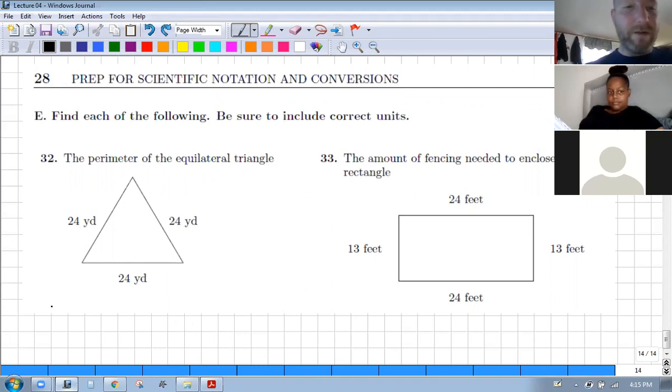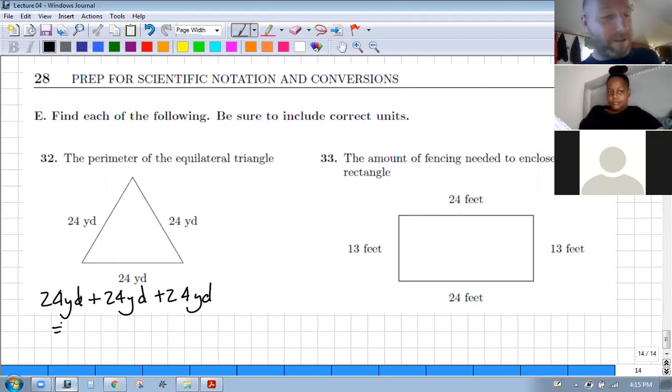So the perimeter here would be 24 yards plus 24 yards plus 24 yards. You always want to write your units, because if you leave those off, then you don't know what units you end up with. So if we add those together, we get 72 yards.